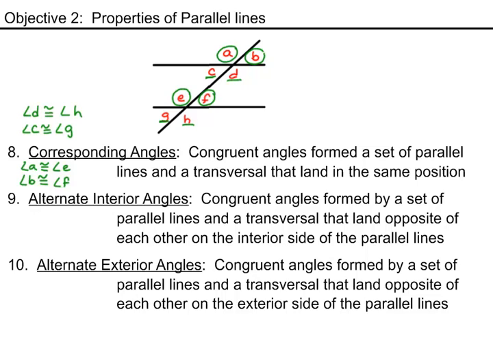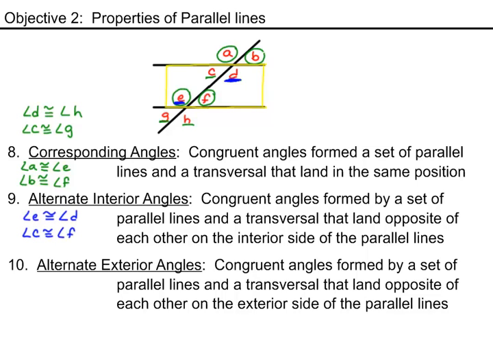Alright, now alternate interior. What I'm going to do is draw a box along my parallel lines, and I made it yellow. Interior means inside, exterior means outside. Alternate means opposite of each other. So if I look right here, angle D and angle E are opposite of each other, and if you look at their angles, they look the same. So alternate interior is inside my box. Angle E is congruent to angle D, and my other set is C and F. Angle C is congruent to angle F.